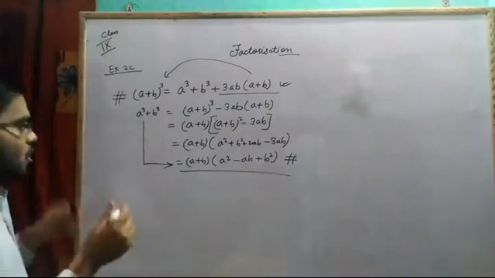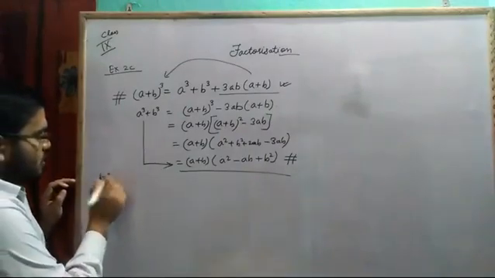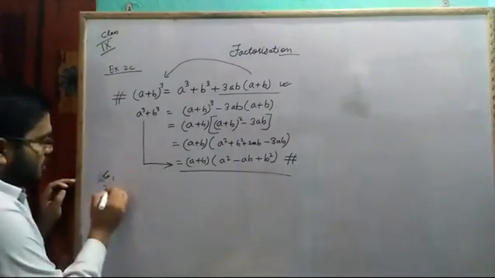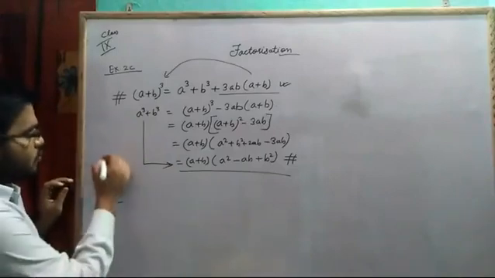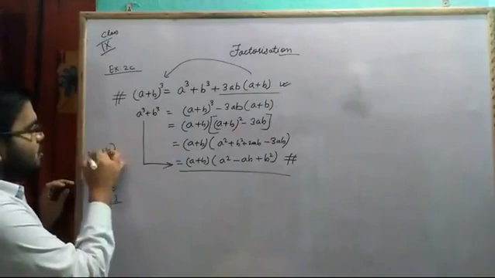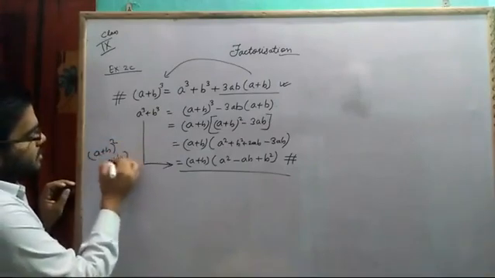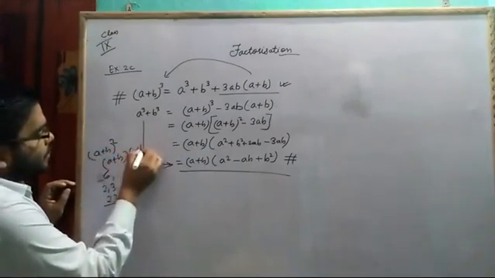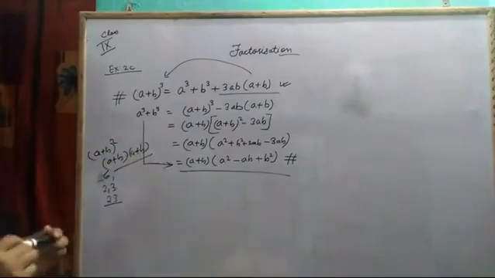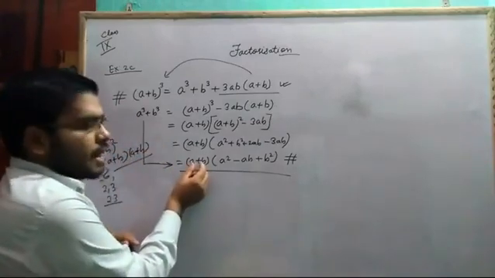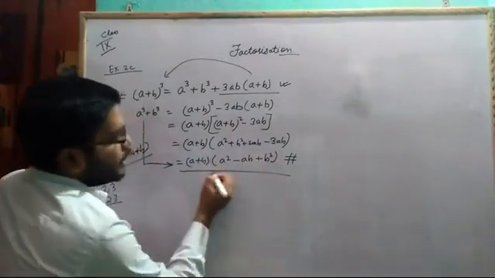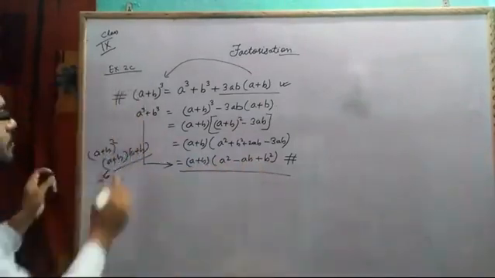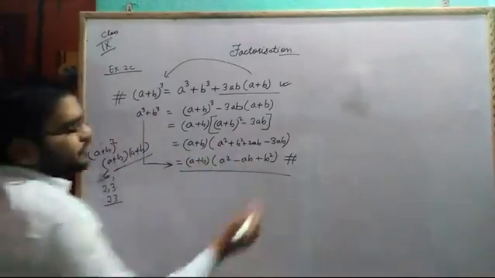Yes or no? I have told you, like the factors of 6: what is the factor of 6? Factors of 6 are 2 and 3. So then we will write 2 into 3, right? Like (a plus b) whole square was written as (a plus b) into (a plus b). This is the factorization, meaning writing the polynomial expression in its product form, (a plus b) multiplied with this. This is the first set.